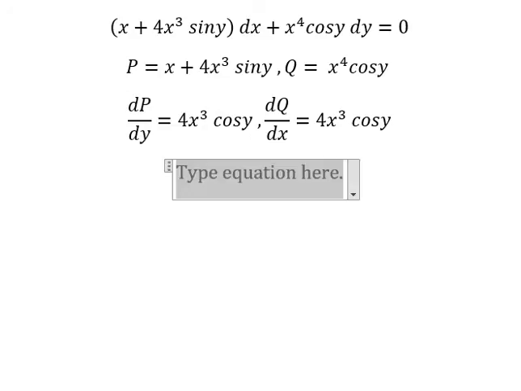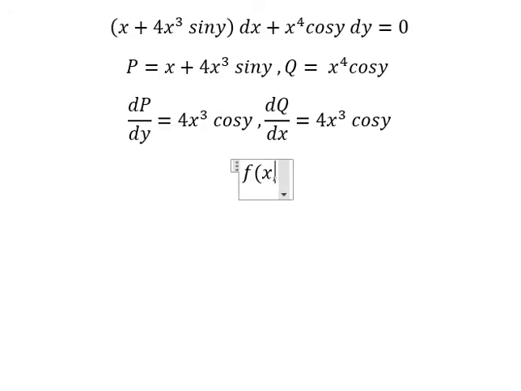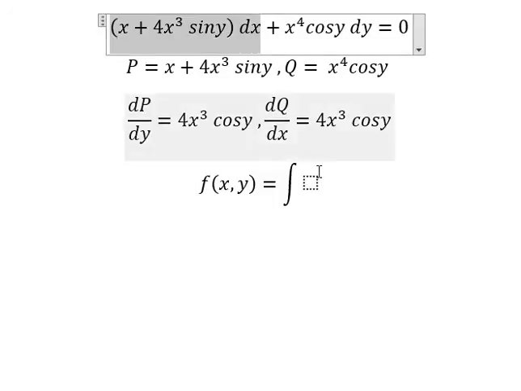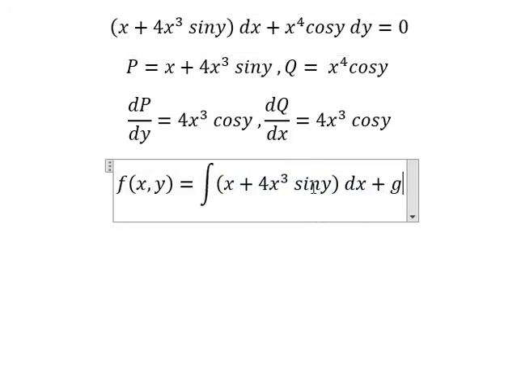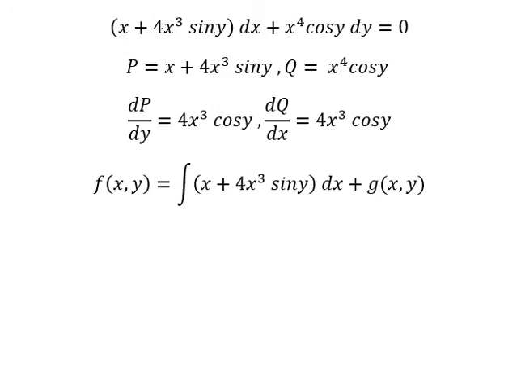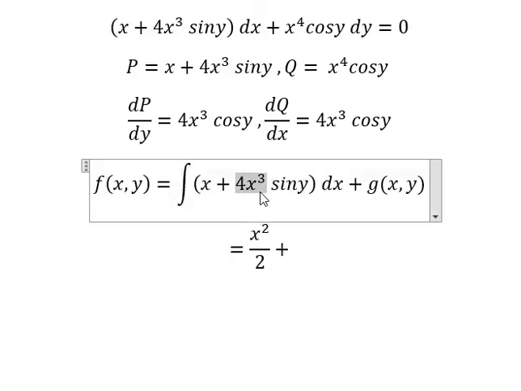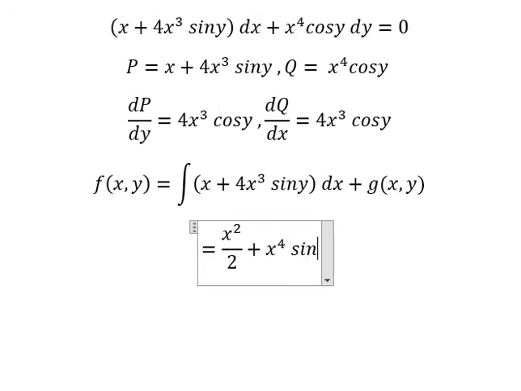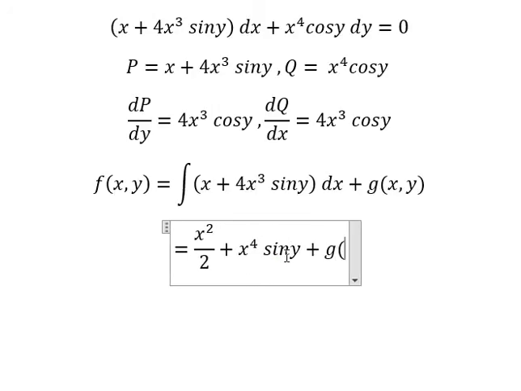So we need to set up the function f(x,y) equals to the integration. So I will choose this one plus 3xy. Next, the integration of x, we have x squared over 2. The integration of 4x to the power of 3 cosine y, we have x to the power of 4 sine y plus 3xy.